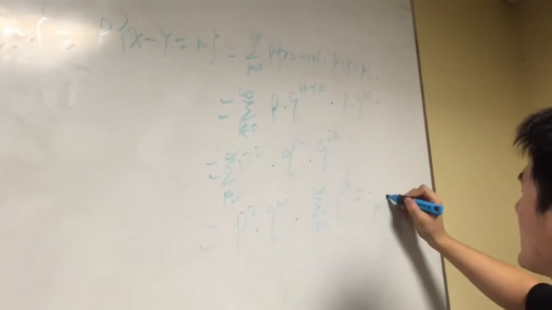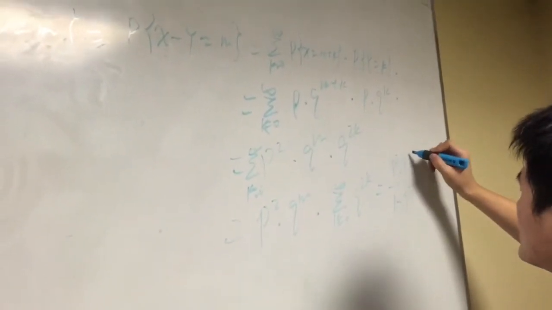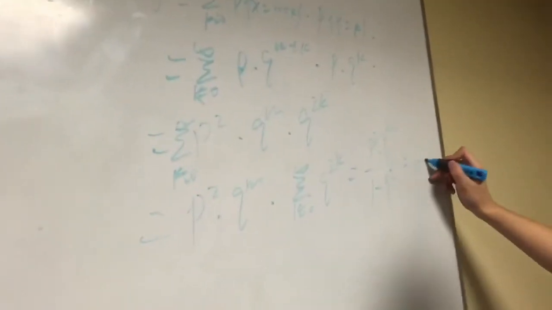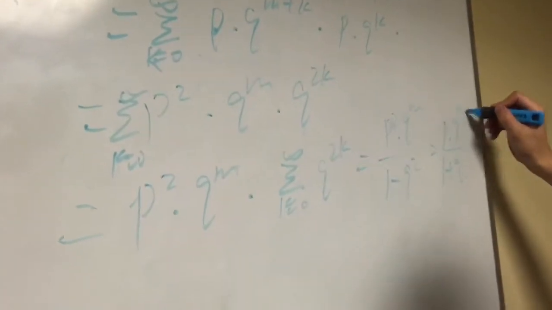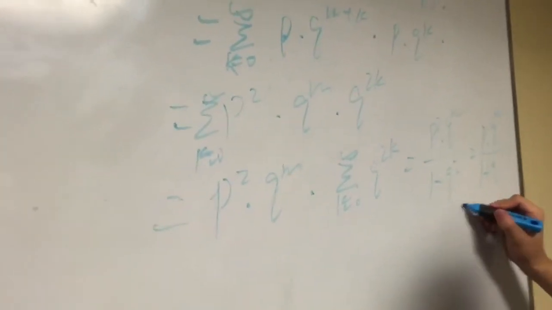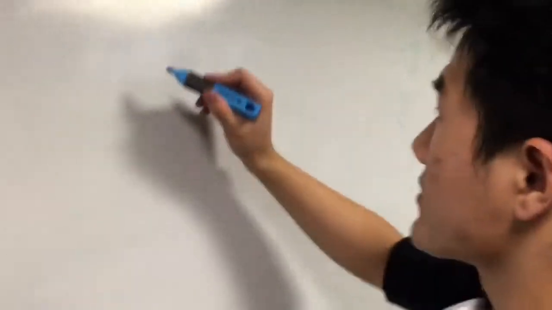We can get 1 over 1 minus q squared, times p squared q to the m. Since p is equal to 1 minus q, we can get p over 1 plus q, times q to the m, where m equals 0, 1, 2. So we can do case 2.